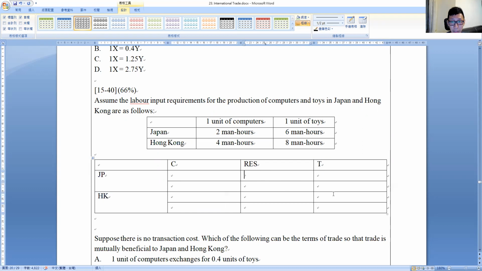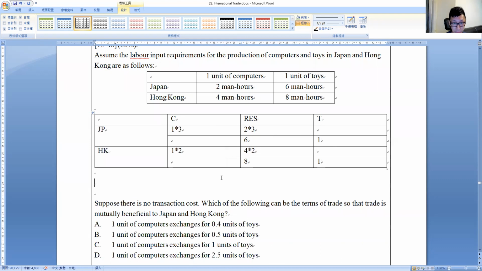Then in Japan, this would be 2648. Oh no. So let's equalize them. By equalizing them, times 3, this one times 3, this one times 2, this one times 2, and we know it would be like this. For country A, 1C would be 0.33T, or 1T would be 3C.